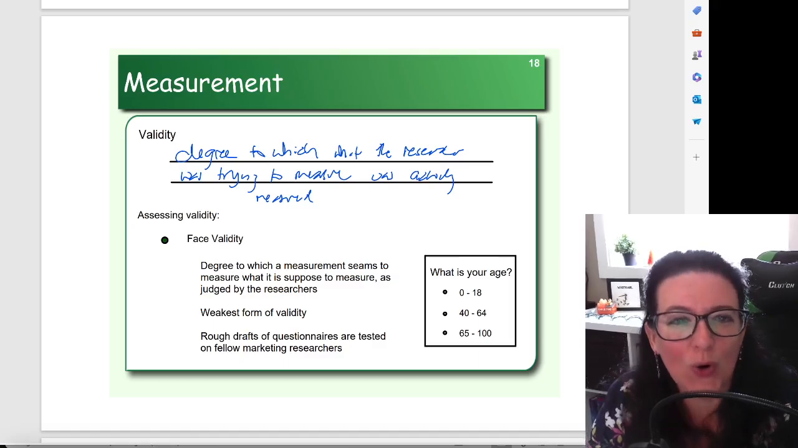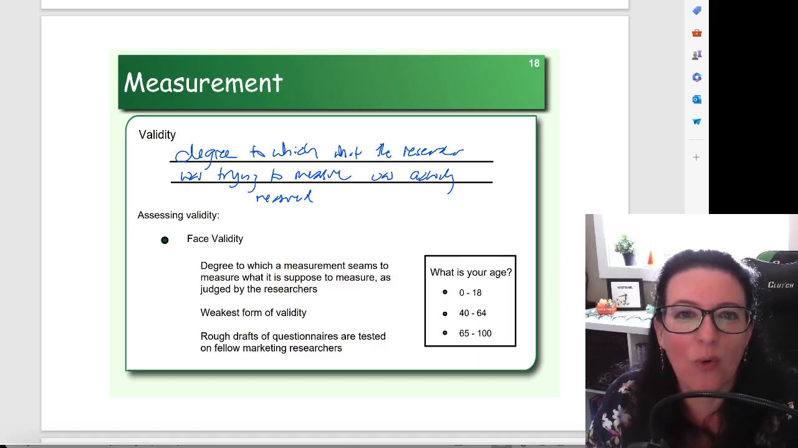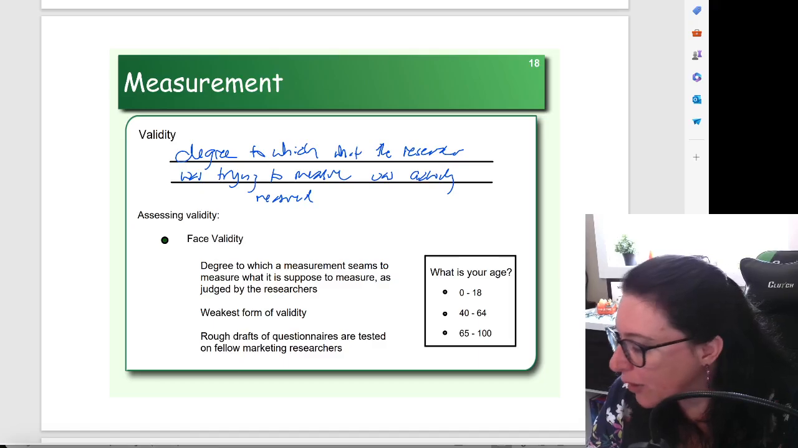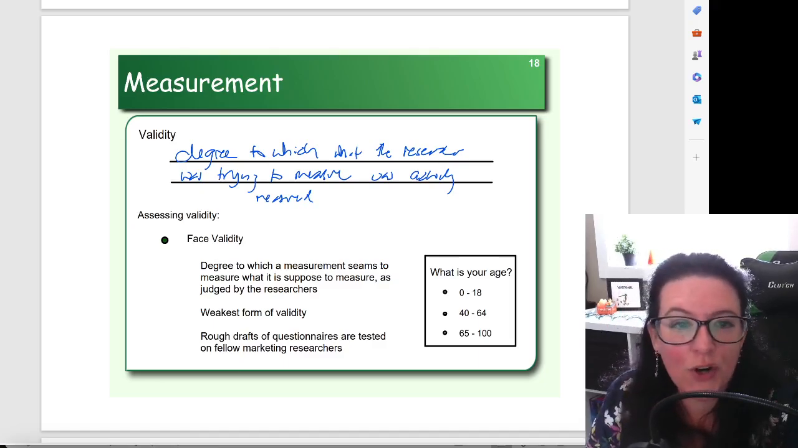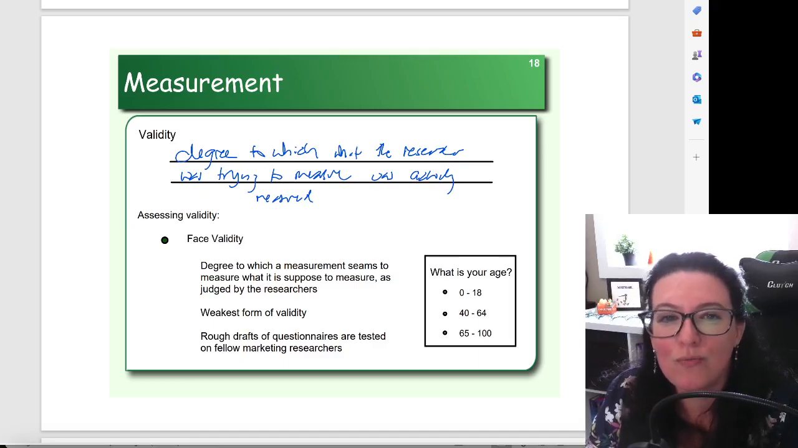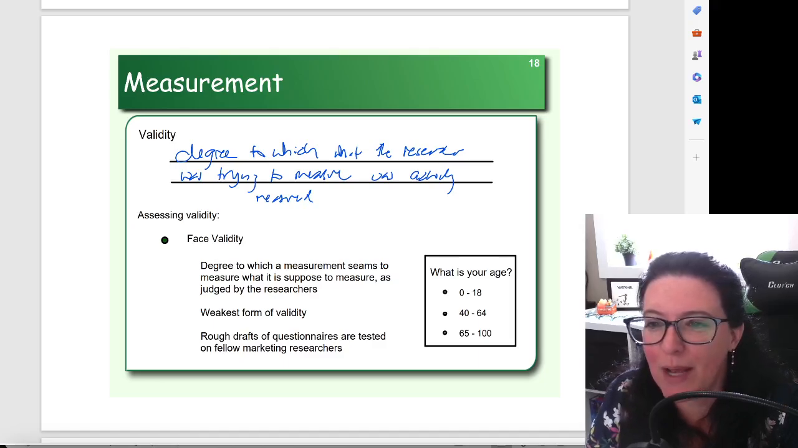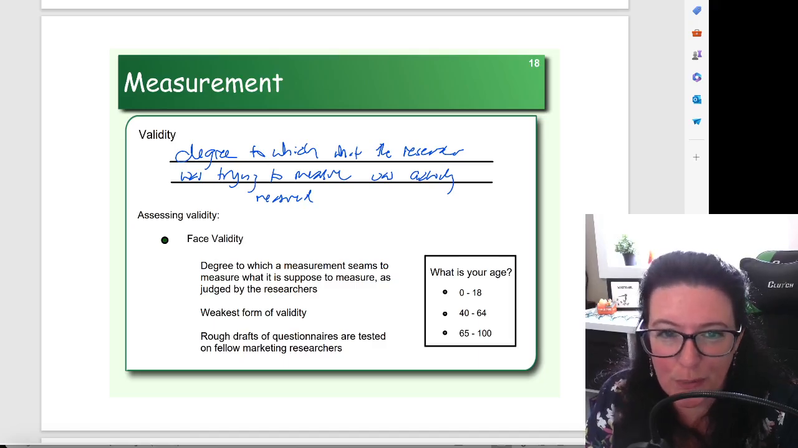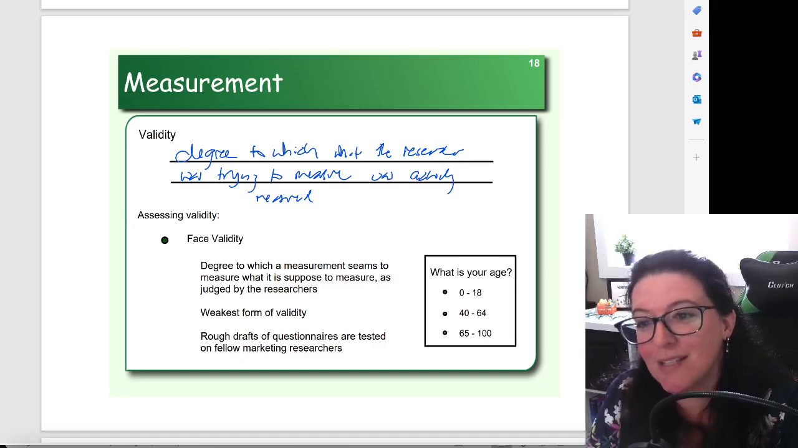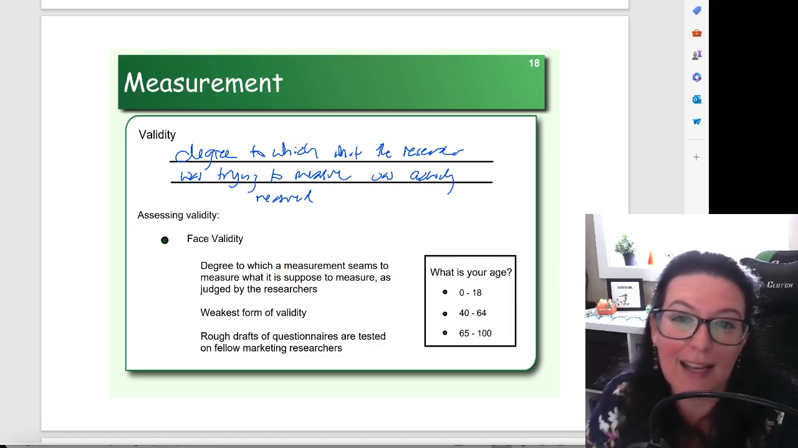So we design a tool with an intention to inform organizations' decisions. Did we really get what we intended? Let's look first at this example. What is your age? 0 to 18, 40 to 64, 65 to 100. Does this question measure what it's supposed to measure? Well, the problem is that if you are between the ages of 19 and 39, it's not going to capture you. So it doesn't measure what we intended it to measure, which is your age, because if you happen to fall in that hole, you're not going to get measured.